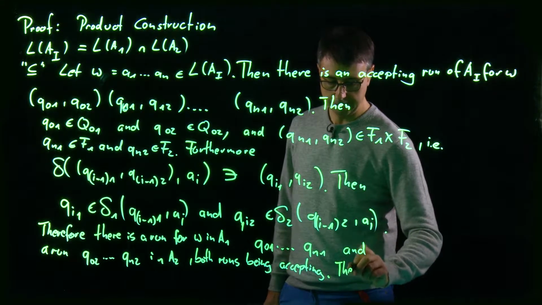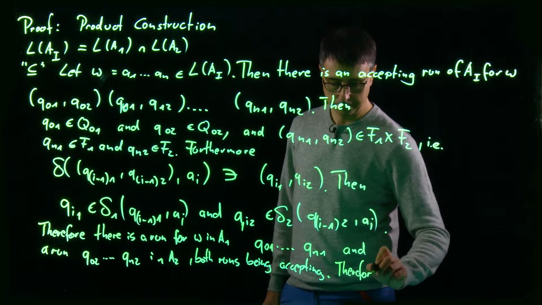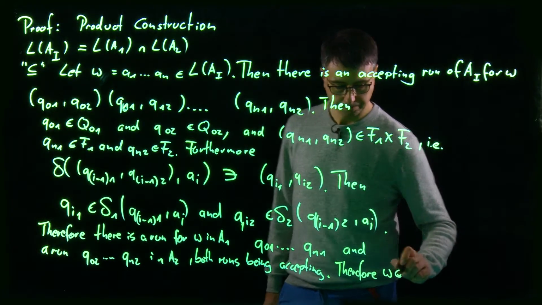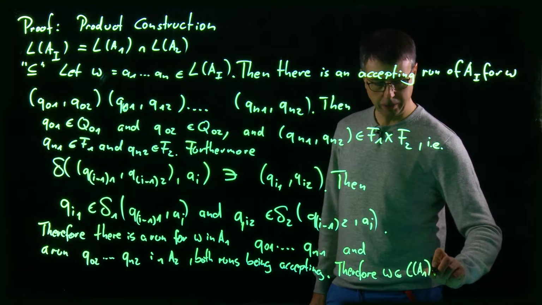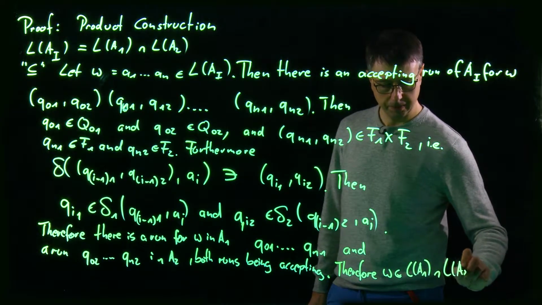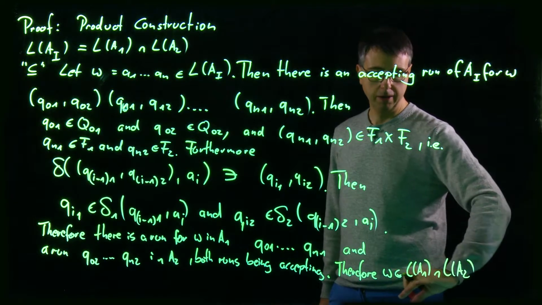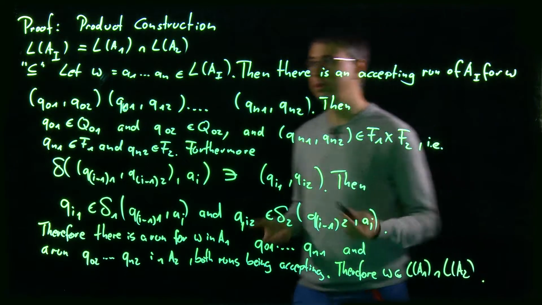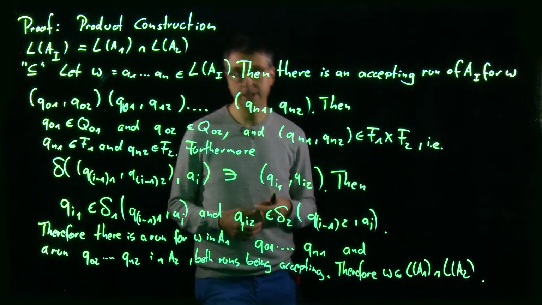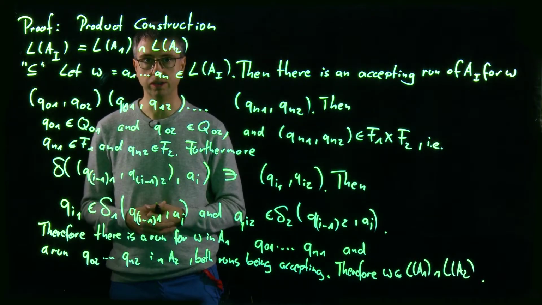So, therefore, W is in the intersection of L(A1) and L(A2), because it is accepted by A1 and it is accepted by A2. So we have proven that this subset relation actually holds.